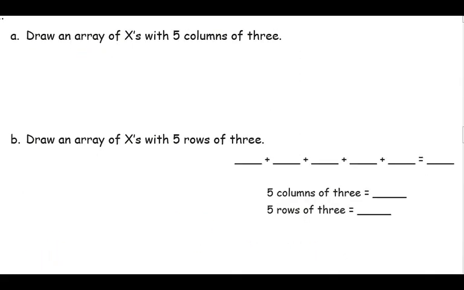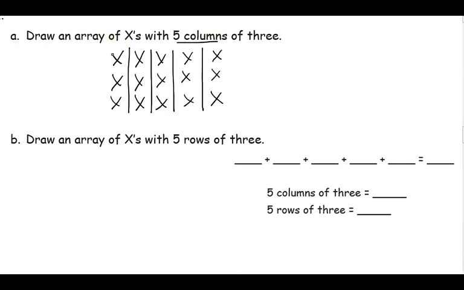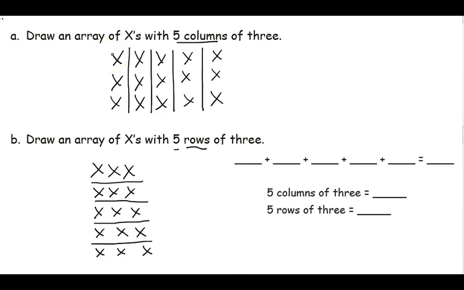The next question says to draw an array of X's with 5 columns of 3. So I'll start with one column of 3 and a second column of 3, and I'll keep going until I have 5 columns of 3. And this is an array showing 5 columns of 3. Now we're going to draw an array of X's with 5 rows of 3. I can start with one row of 3 and a second row of 3, and again I'll continue until I have 5 rows of 3. And this is what that array looks like.